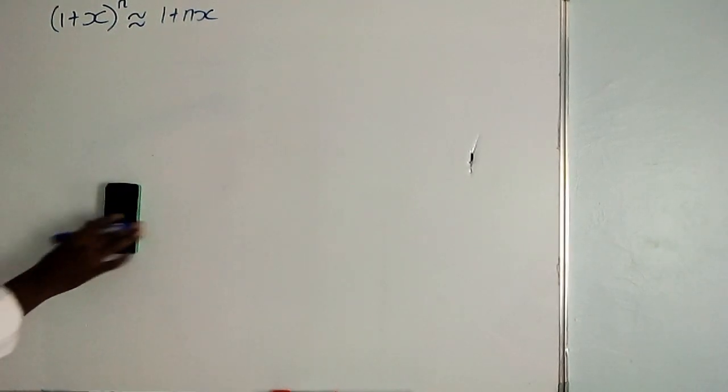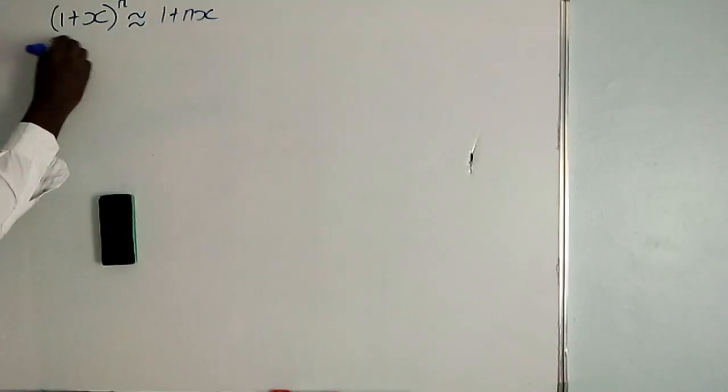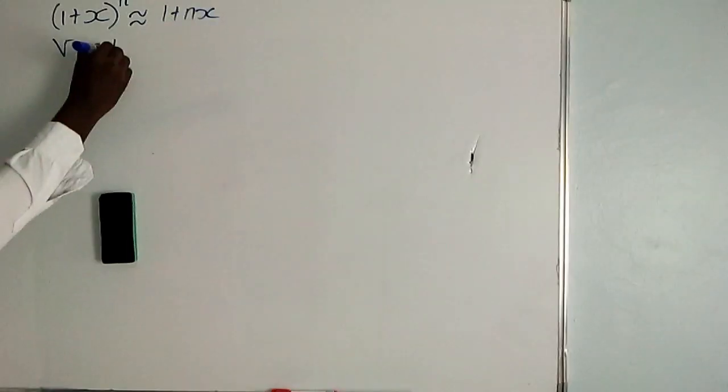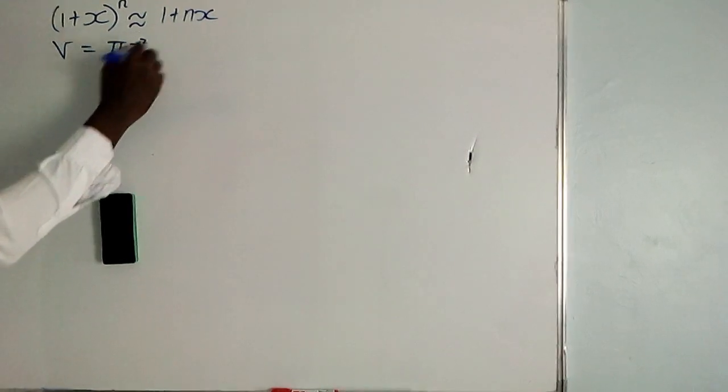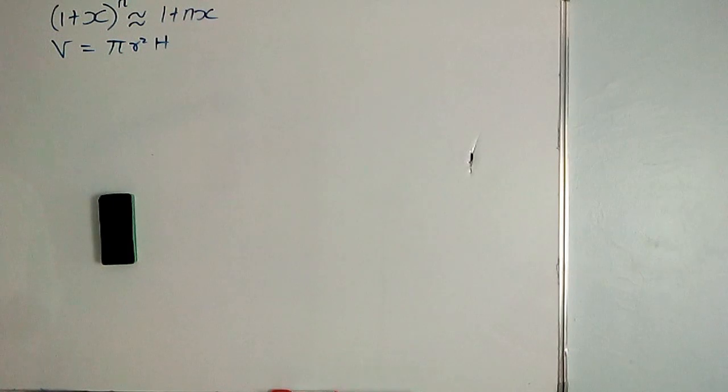So you cannot get the change in volume if you don't know the volume of a cylinder, isn't it? So the first thing you need to write down is the volume of the cylinder. The volume of a cylinder V is given as the cross-sectional area, which is pi r squared, times the height, so it is pi r squared h. That is the volume of the cylinder.